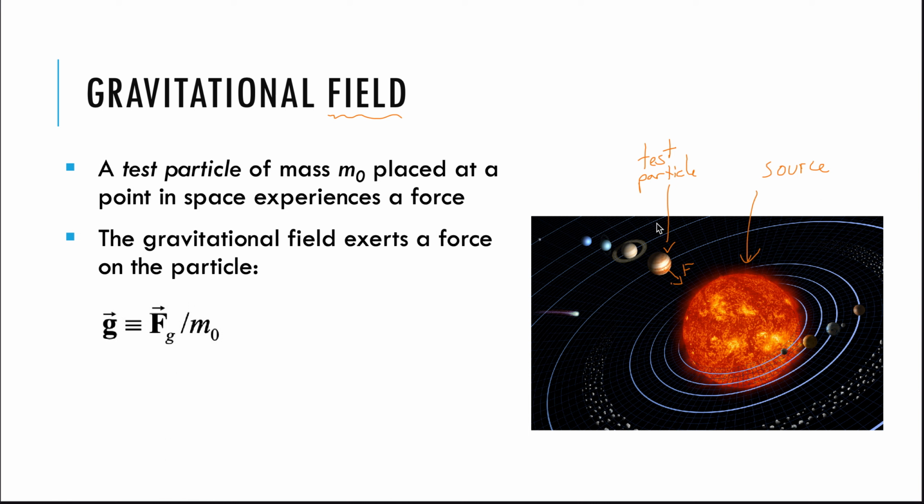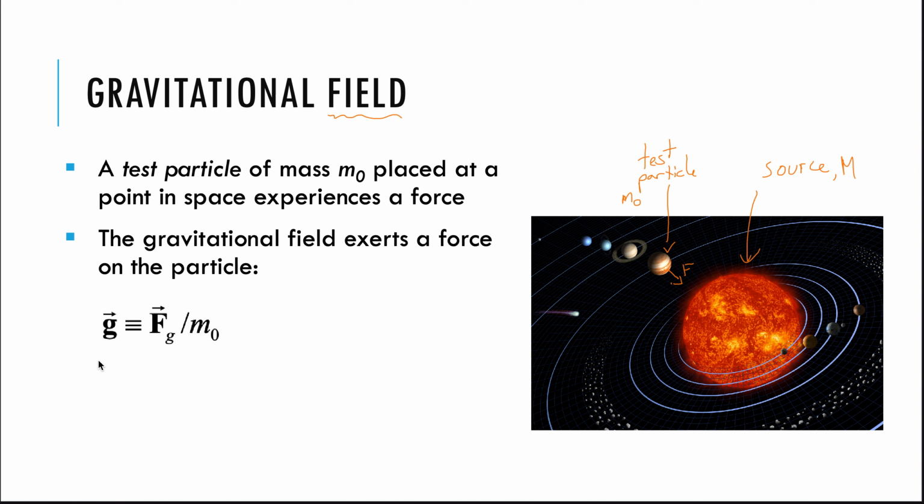The reason that we call this planet the test particle is because we could put any planet within that field, and whatever object that you put within that field, it's going to experience that force. So the field is going to be defined as the force experienced by that test particle divided by the mass of that test particle. So we'll say that the test particle here has a mass m0, while the source, we could say it has a mass m.